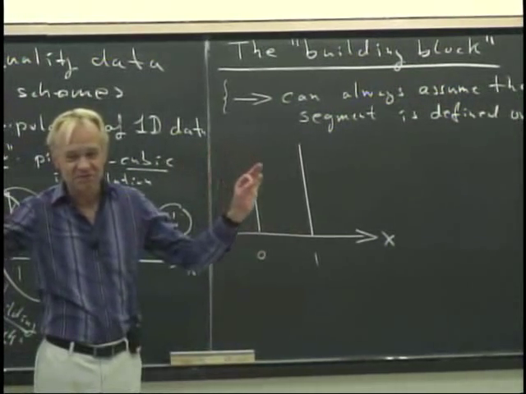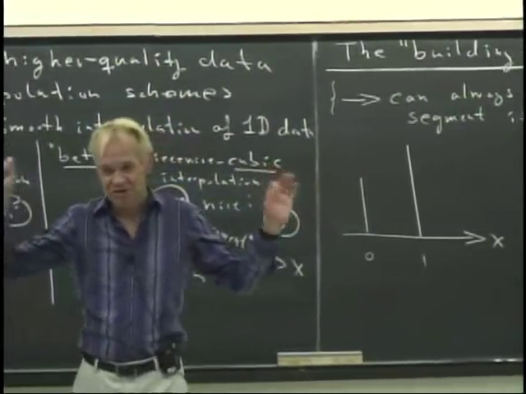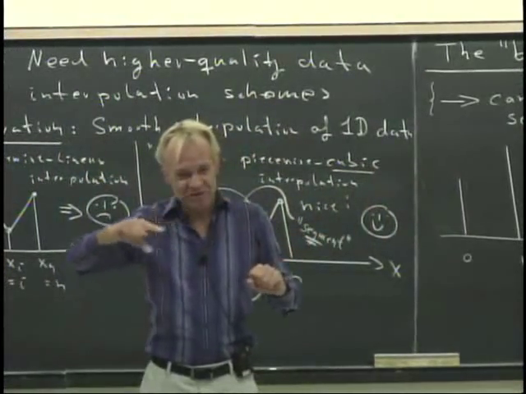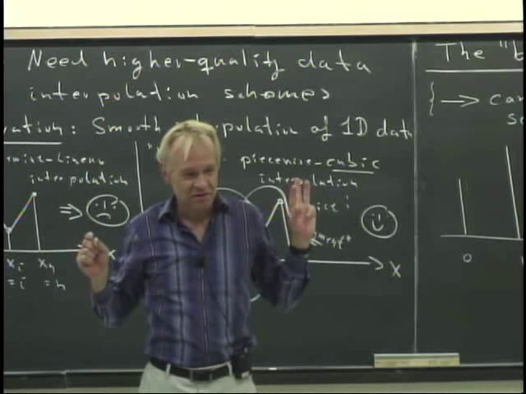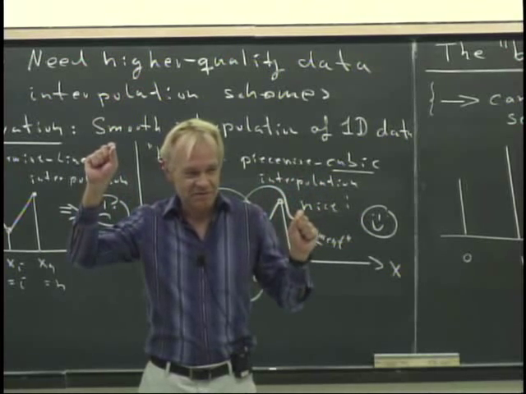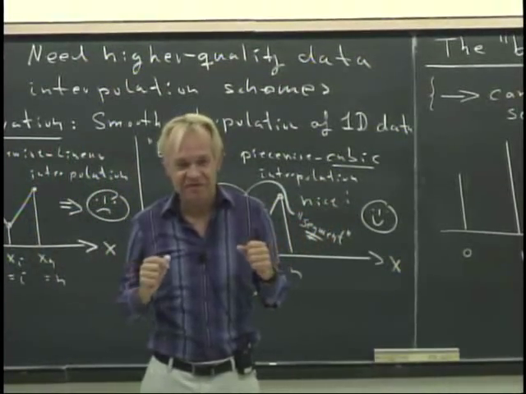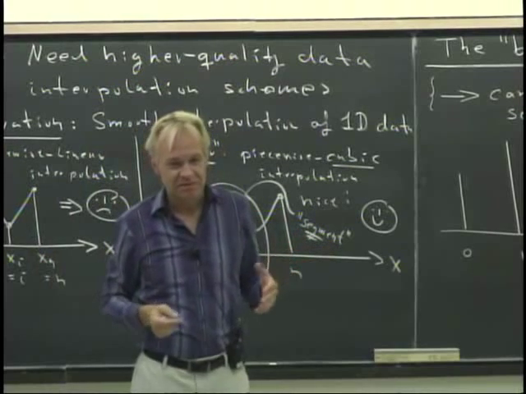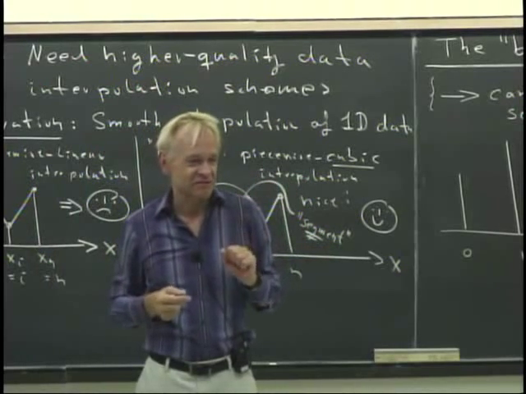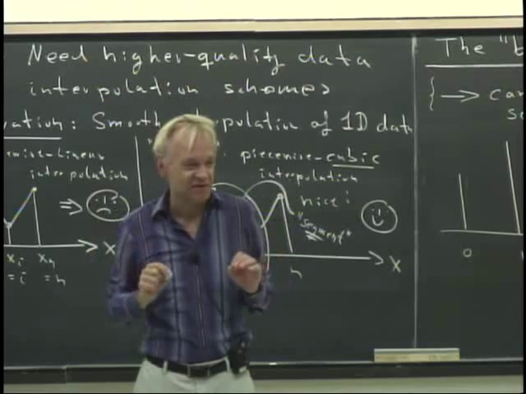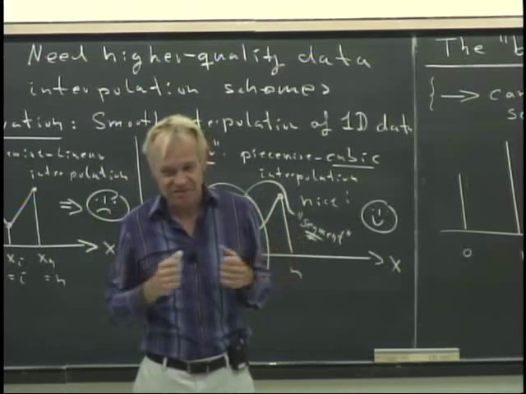A linear piece requires 2 data, right? 2 points give a line. But a cubic curve requires how many data? 4? 2 points plus 2 slopes, 2 derivatives, for example. But it requires 4 bits of information, right? A line requires 2 bits of information. A cubic requires 4 bits of information.